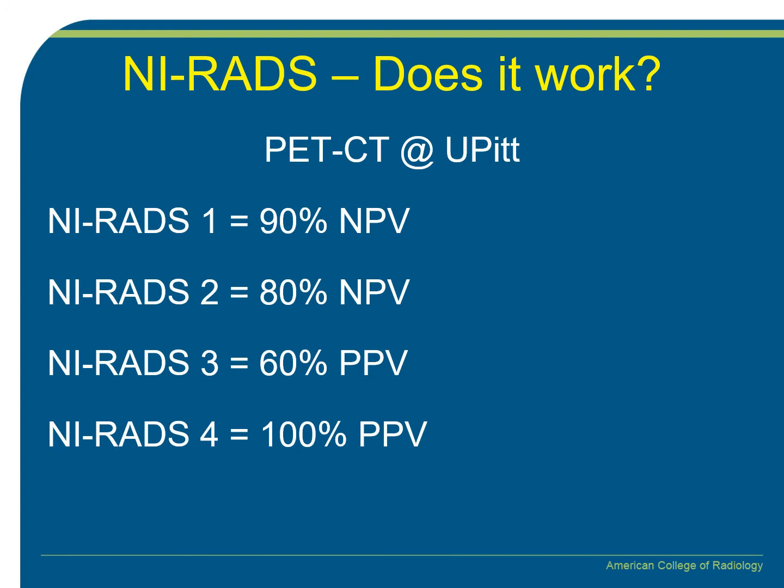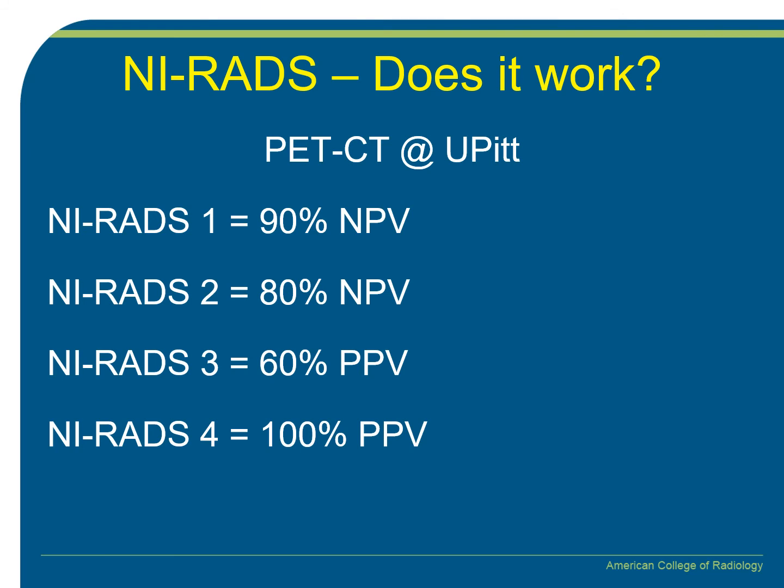For a NI-RADS 1, for the first surveillance scan, at the conclusion of therapy, a NI-RADS value of 1 corresponds to 90% negative predictive value. 90% sure that that patient has been cured. That's really powerful. If you apply a NI-RADS 2, it's still pretty good. You're 80% sure that that patient has been cured, 80% negative predictive value.